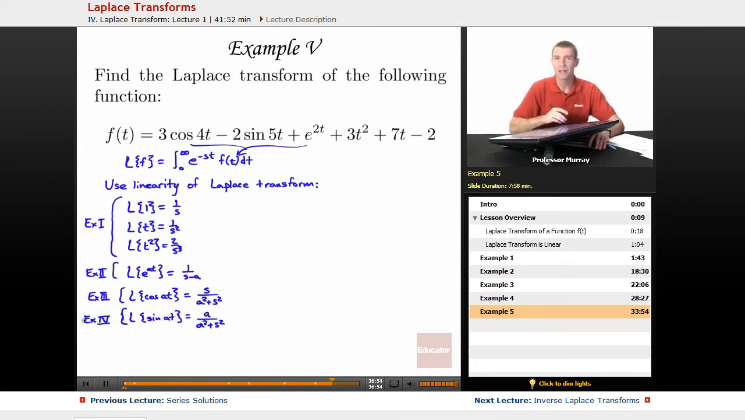So we're not really going to do any new math in this example. We're just going to exploit all the work we did in all the previous examples, and it should be pretty quick. So I'm going to look at this f of t. I see, first of all, 3 cosine of 4t. So here's my Laplace transform for cosine of at.